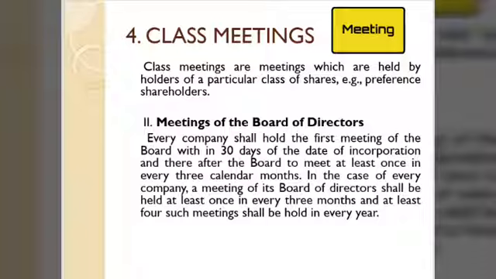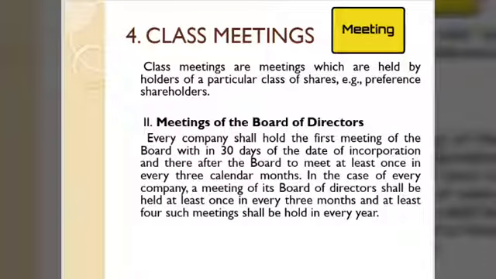The second aspect is the meeting of the board of directors, also called the board meeting. Every company shall hold the first meeting of the board within 30 days from the date of incorporation, and thereafter the board shall meet at least once in every 3 calendar months. That is, every year at least 4 meetings must be conducted.